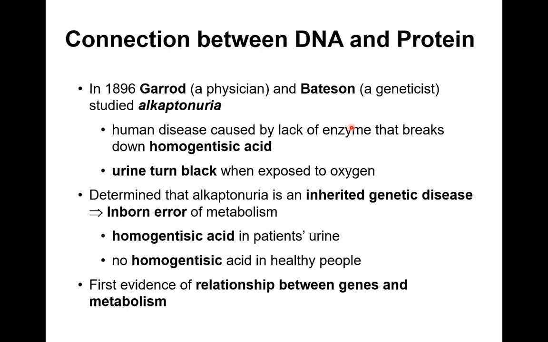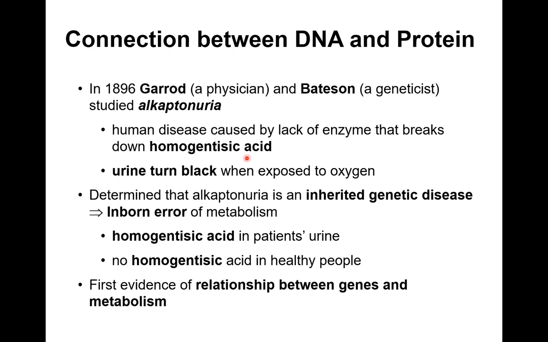So, evidence of the connection between the genetic material and proteins. Well, the very first evidence was produced in the late 1800s by two scientists, Garrod and Bateson, who were studying a disease called alkaptonuria, which we now know is genetic, but before then they didn't know that. Individuals lack an enzyme which breaks down an acid called homogentisic acid. So they accumulate this acid in their body, and this shows in the urine. When these people go to the bathroom and their urine is exposed to oxygen, the urine turns black.